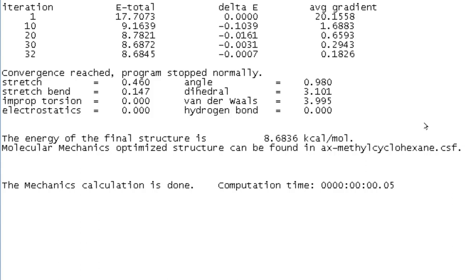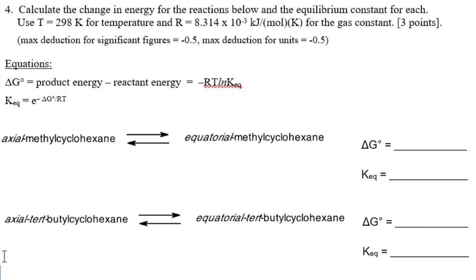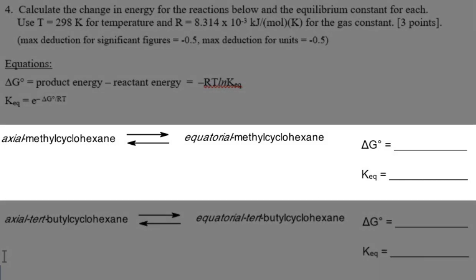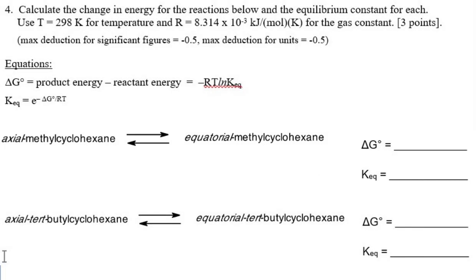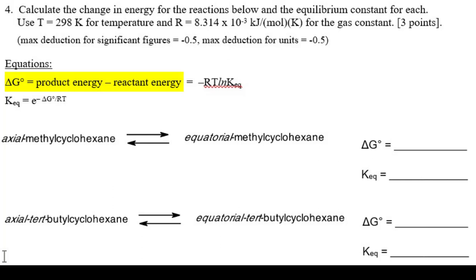Now we can start to talk about question 4 of the assignment, which deals with energy changes and equilibrium constants. With the calculations we've done so far, we can answer this part of the question that asks about delta G and KEQ for the interconversion of axial and equatorial methylcyclohexane. Delta G is the product energy minus the reactant energy, and in this equation, equatorial methylcyclohexane is written as the product and axial methylcyclohexane is the reactant. It's important to keep that straight so that you get the correct sign in your delta G value.